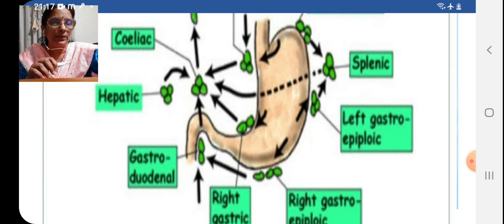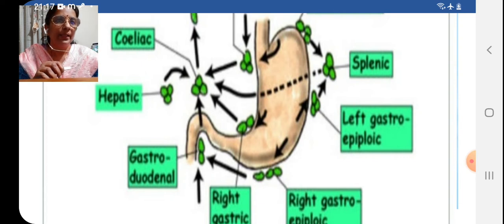Then the second node stations are the hepatic and the splenic nodes. Then the third station is the celiac nodes. So this is the way the lymphatic drainage goes. Three sets of nodes will be there for all visceral structures. All visceral structures will have perigastric or close-to-the-organ nodes, and later the drainage will be to an intermediate node, and from there to the main nodes.